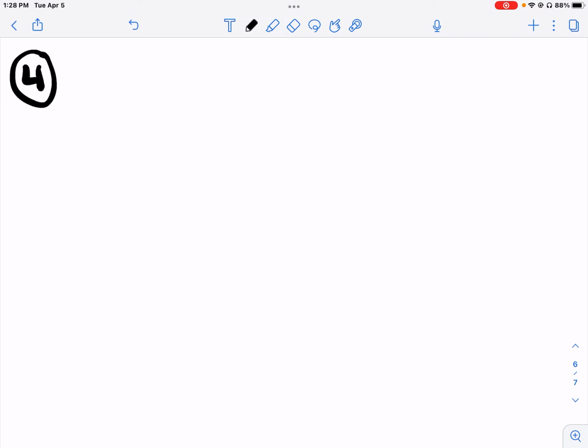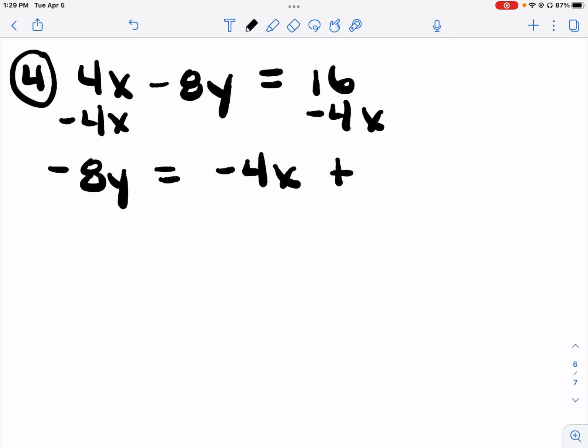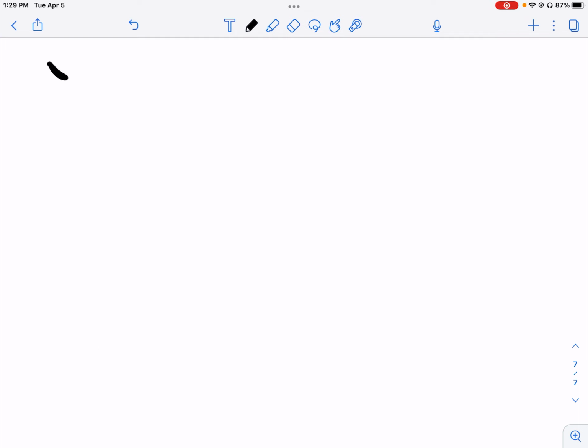Okay, to graph the equation of a line, we need to get y by itself. Okay, so there's a couple different things you can do. I'm going to subtract 4x. So I have -8y equals -4x plus 16. Divide by -8. So I have y equals 4 over 8 reduces to 1/2. Negative divided by a negative equals a positive. 16 divided by -8 is -2. So y equals 1/2 x minus 2.